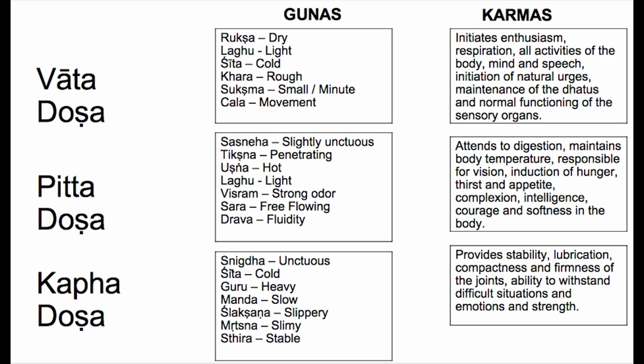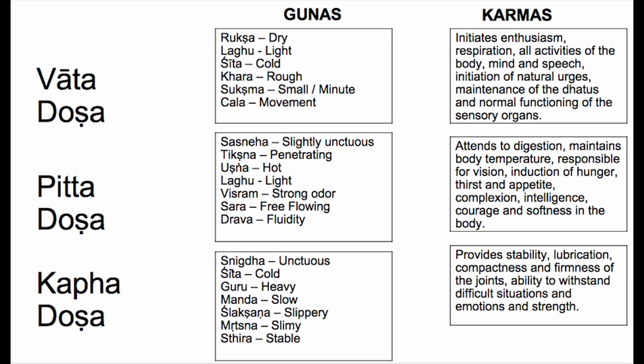The qualities of Pitta dosha are Sasneha, which means it's slightly unctuous. It's slightly different than that which we see in Kapha, whereas that is Snigdha or completely unctuous. The other qualities of Pitta dosha are Tikshna or penetrating, Ushna or hot, Laghu or light, Visram, which is a strong odor, Sara, which is freely moving or flowing, and Drava, which is fluidity.